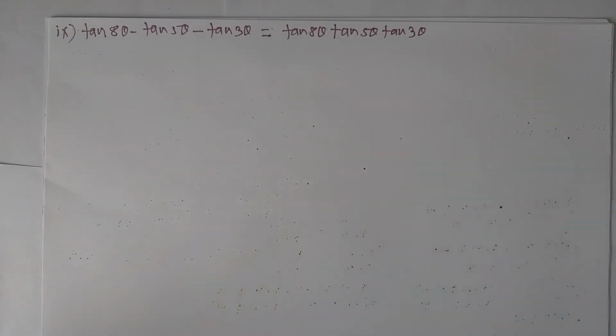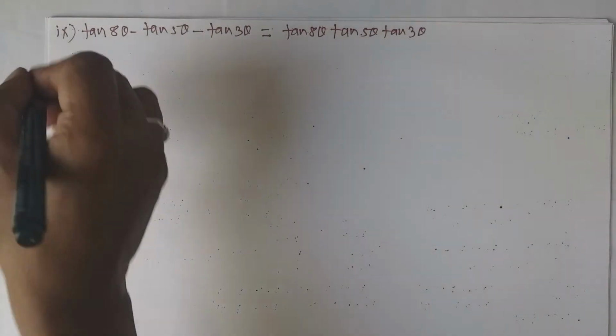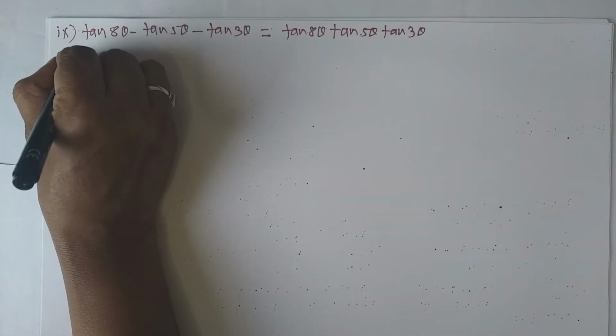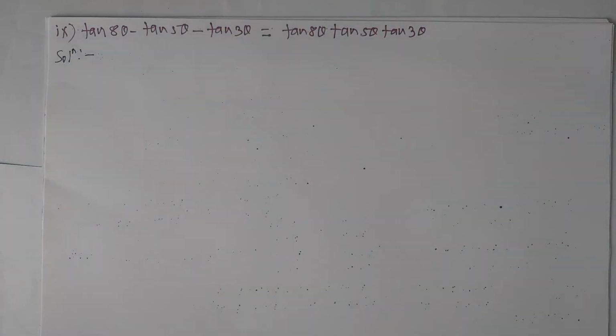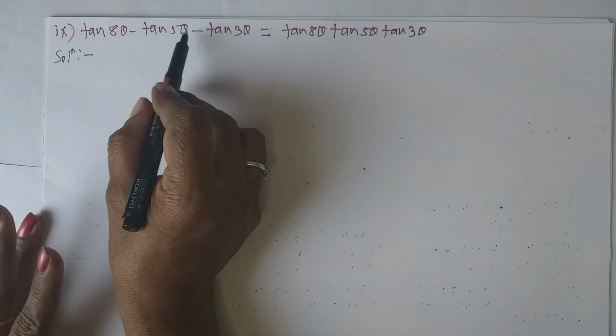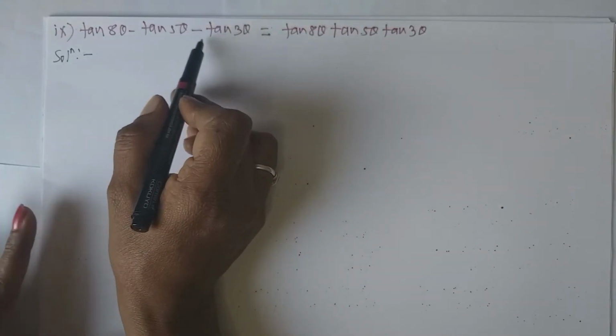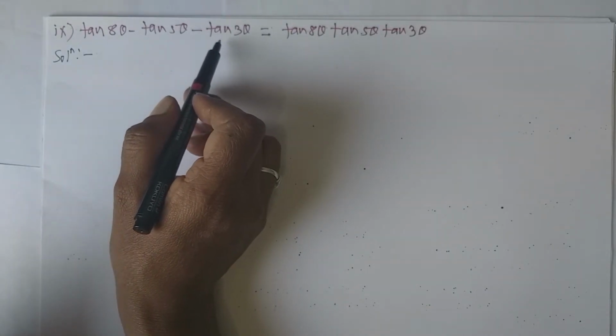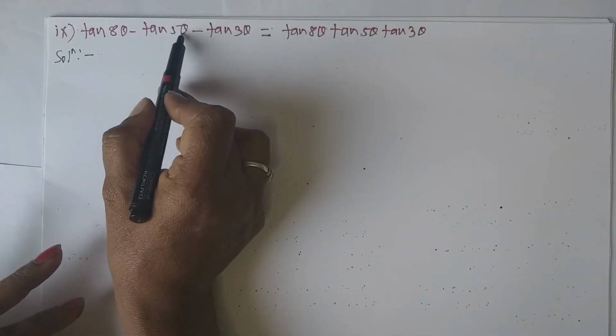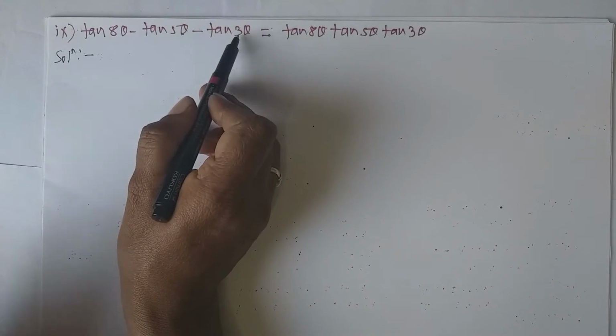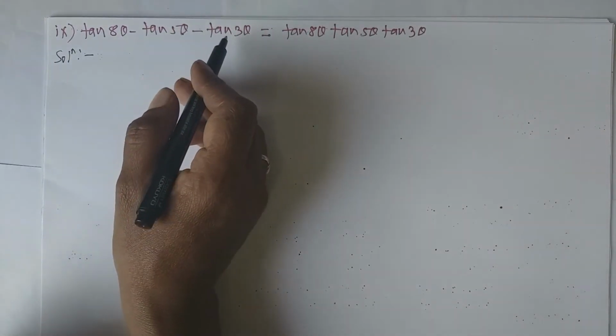Tan 8 theta minus tan 5 theta minus tan 3 theta. This is equal to tan 8 theta into tan 5 theta into tan 3 theta. Now this problem is easy, but we will prove in the quite different way. See here, splitting of angle. Angles are 8 theta, 5 theta, 3 theta. See the addition or subtraction of any two angle is equal to third angle. See here, addition of these two, 5 plus 3 is 8.